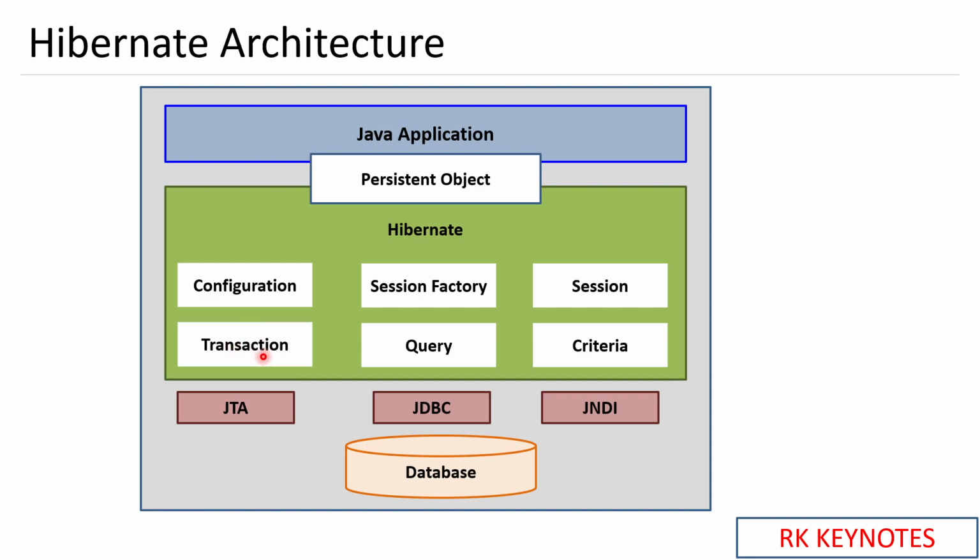So in JDBC, we perform the transactions, right? Like commits, rollback, and set auto commit and all. So similarly, this transaction object is used to perform transactions between the databases, right? From your database to your Java application, like storing, retrieval, and all.